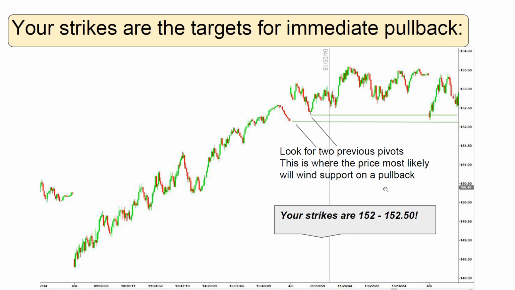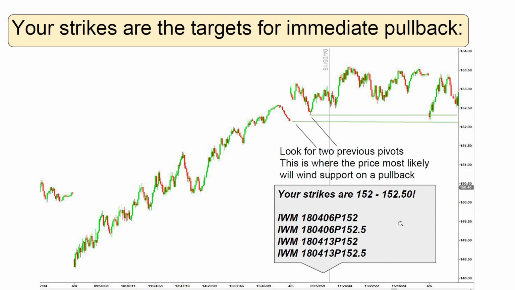This is those two pivots, and this is the answer for the second question. Our strikes are 152 and 152.50. So based on those answers for the first two questions, we got our targeted options: IWM with expiration on April 6th and expiration on April 13th, with strikes 152 and 152.50.